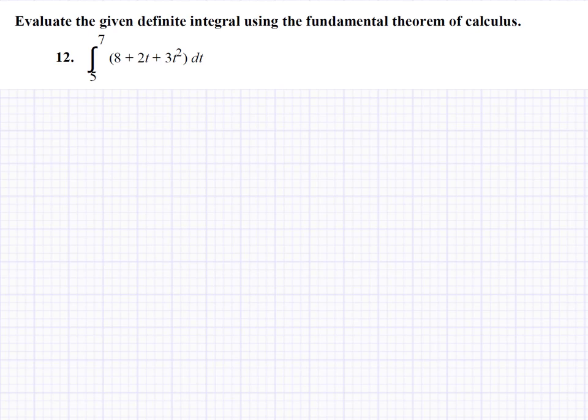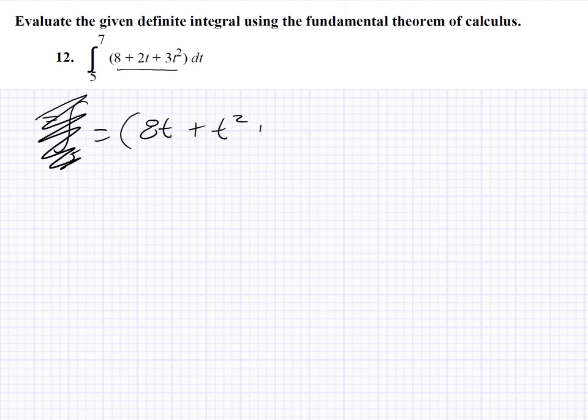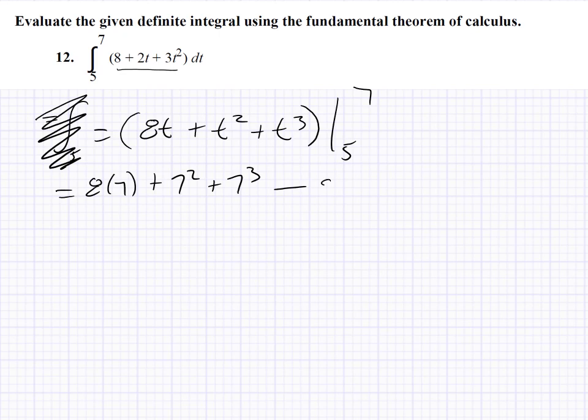All right, so here, this one's probably the easiest one of the bunch, in which case we've got to do this definite integral, but it's just a polynomial. So this should be really easy to find the antiderivative. If we look at this thing, we could just go right at it. We can say 8t plus t squared plus t cubed between 5 and 7. Plug in 7. I'm going to have 8 times 7 plus 7 squared plus 7 cubed minus plug in 5: 8 times 5 minus 5 squared minus 5 cubed.